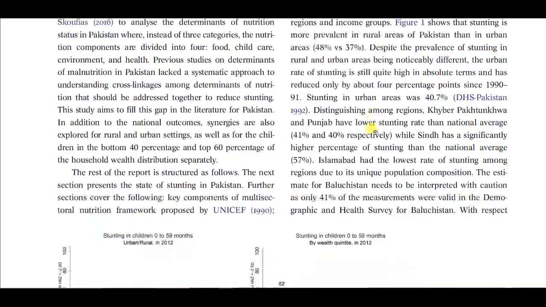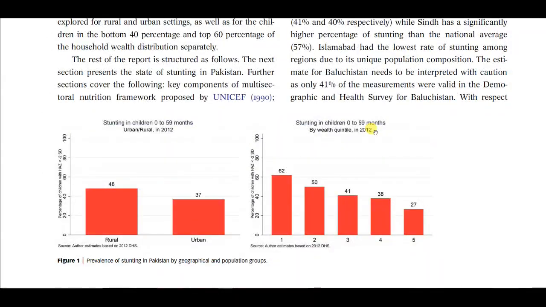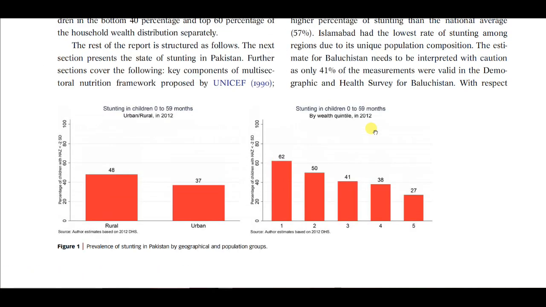Okay, so these are some sets of figures that give you a highlight of the situation in Pakistan. Stunting in rural areas is higher than urban areas. This is older now. We have the 2017-18 DHS now, so numbers are different, but this is an older paper, so you can update it if you want to pursue this further.